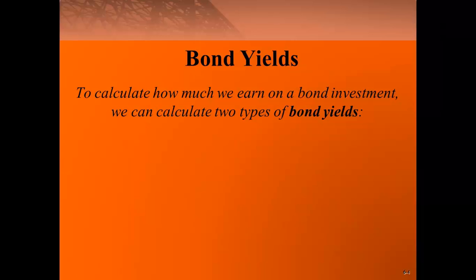Now let's calculate how much we can earn on a bond investment. We can calculate two types of bond yields. The first one is called the current yield, and the second one is called the yield to maturity. We've already seen what the yield to maturity is in the previous presentation. In the previous presentation, we saw that the yield to maturity is the discount rate lying in the denominator that helps us calculate the present value of the bond, or the price of the bond.